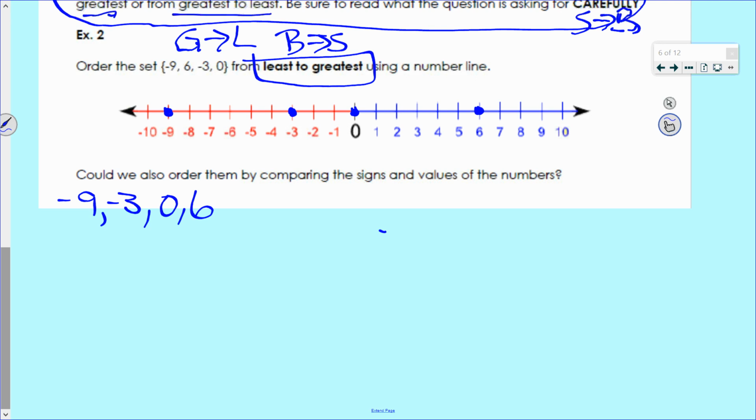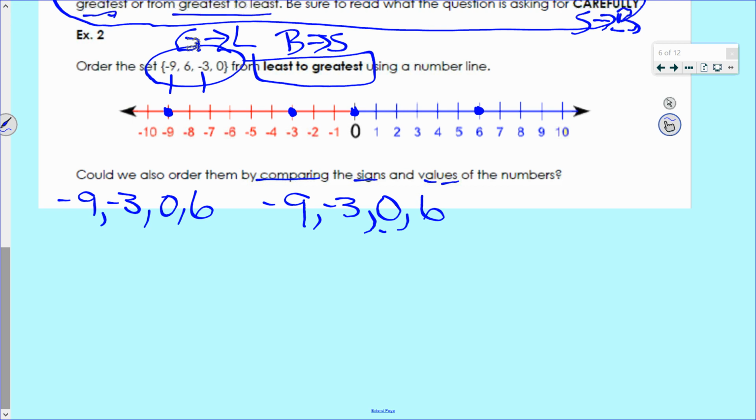Now, could we also use comparing the signs and values? Yeah, I could do that. If I look just at my list, I automatically know what's going to be smaller, negatives or positives? Negatives. So I can look at my negatives, remembering that the bigger the negative, the smaller it is. I've only got 2 to look at, right? Which one would be smaller, -9 or -3? -9. So again, just looking at the signs, next would be -3 because it's the only other negative. What's going to go next then, the 0 or the 6? 0, because that's my borderline between positive and negative, and then 6. So I could have done it either way.